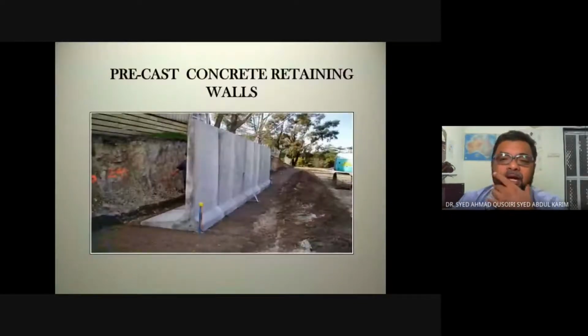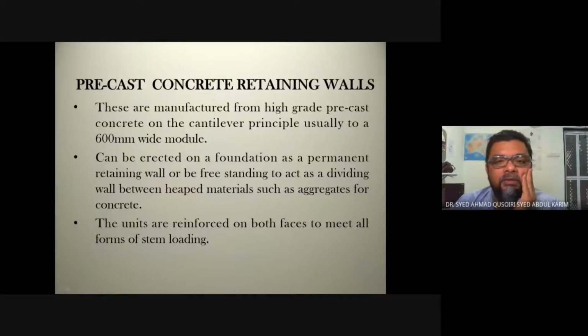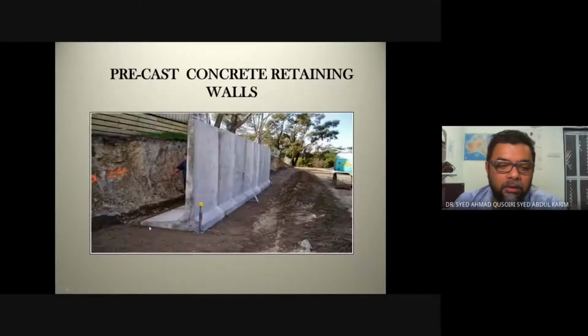This is a precast concrete retaining wall, a totally precast concrete. So precast concrete retaining walls are manufactured from a high-grade precast concrete. It needs to be high-grade so that the retaining wall does not fail under extreme earth pressure.